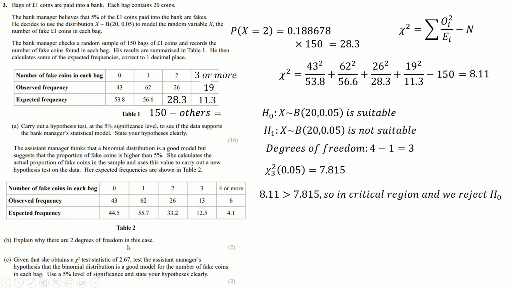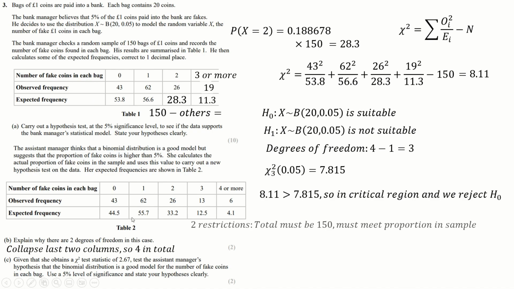So explain why there are 2 degrees of freedom. Now, firstly, we have to collapse these 2 rows. So that makes 4 columns. This is less than 5, so that will make 1, 2, 3, 4 columns. And now to get down to 2 degrees of freedom, we're going to do 4 minus 2. So where do the 2 restrictions come from? Well, one of them is that these need to add up to 150. And the other one is that these need to be in the proportions that she's calculated from the sample, because it said she calculated from the actual proportions. So that's the 2 restrictions. They must total up to 150, and they must meet the proportions that she's calculated from this original sample that was made. So we've got those 2 things, and then of course 4 minus the 2 restrictions gives you 2 degrees of freedom.